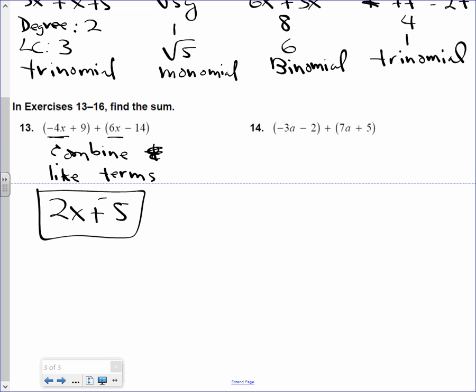Questions? One more time? Do we have to say like the degree and the leading coefficient? No. If they ask for the degree, then you can say it. But right here, just find the sum. We just added them up.